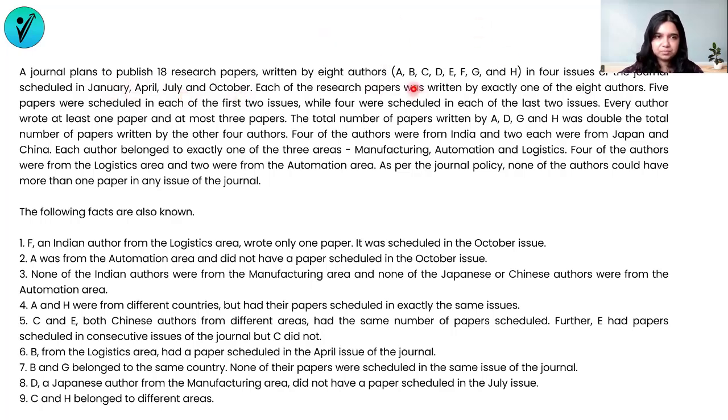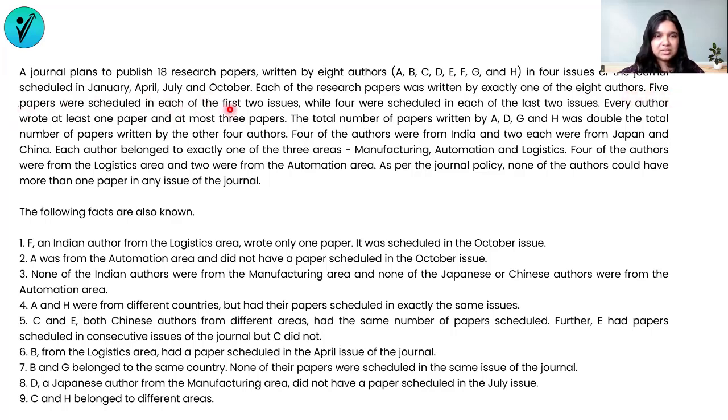The authors are so-and-so, and there are a total of 18 papers that have been released. Each of the research papers was written by exactly one of the 8 authors. So every research paper has only one author. You cannot have a combined or joint authorship. A and B both can't be releasing one paper. A releases one paper, B releases a different paper, C releases a different paper. That is what it means. There can be, of course, more than one paper per person, but you cannot jointly submit a paper.